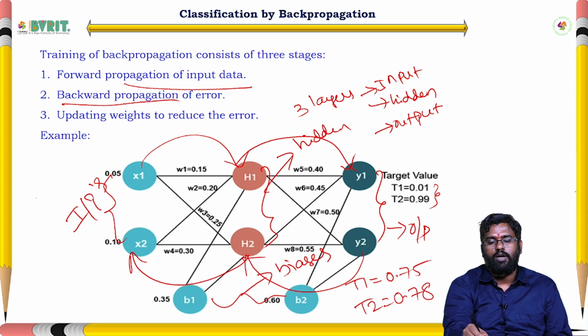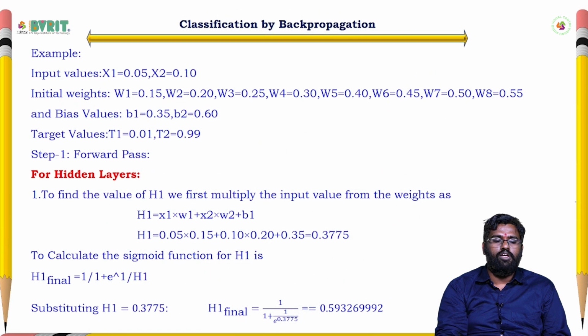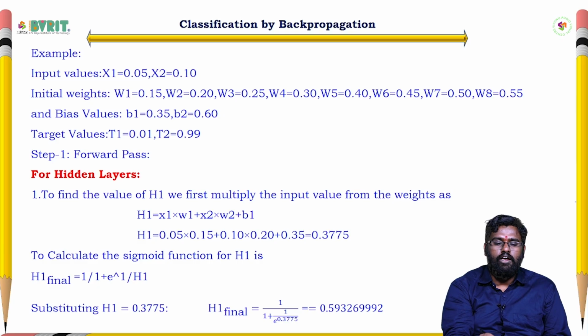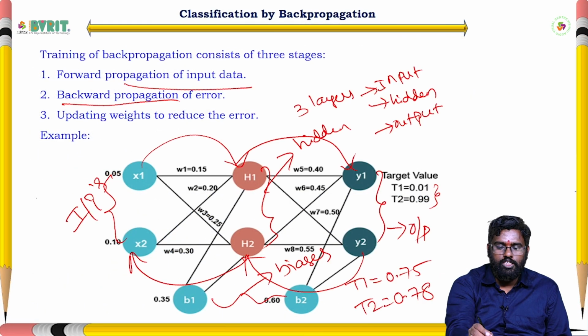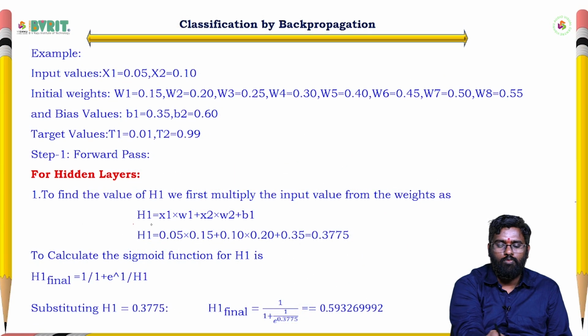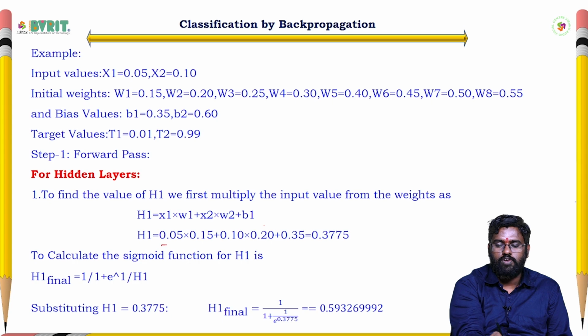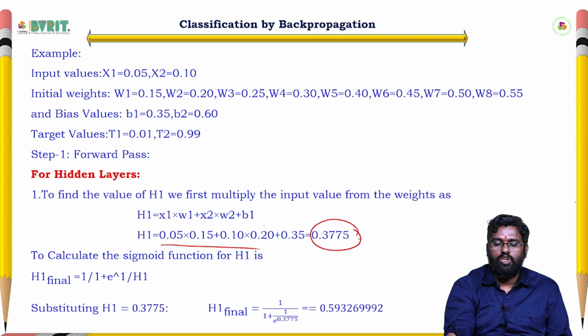After that, we need to update each and every weight after calculating each individual weight from the given classifications. Now let us see it one by one. For example, these are the input values, given in this structure. Based on that we need to calculate H1. H1 is connected with W1 with X1, W2 with X2, plus B1. Based on that I wrote the formula for H1 like this, and the values are substituted. Finally we got the H1 value as 0.375.